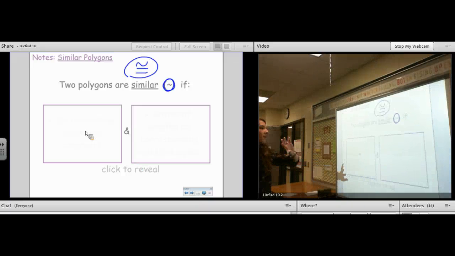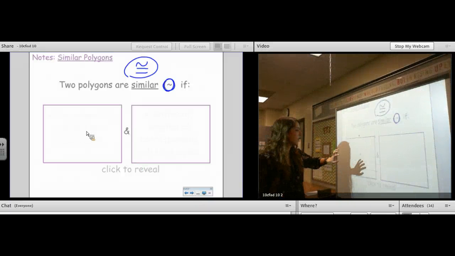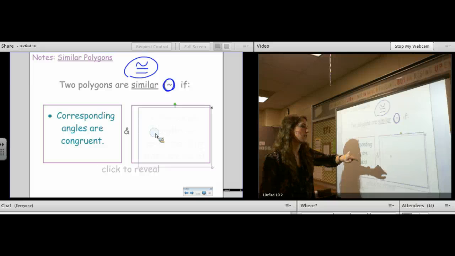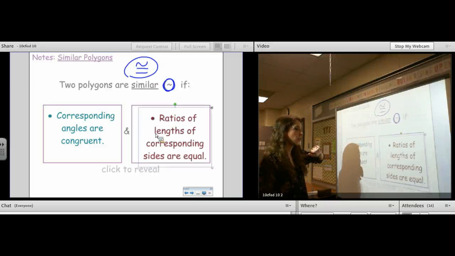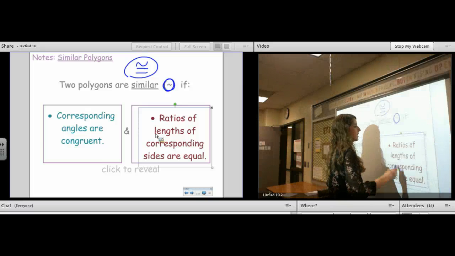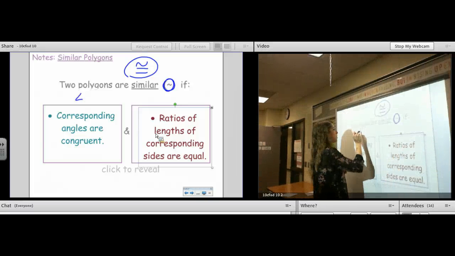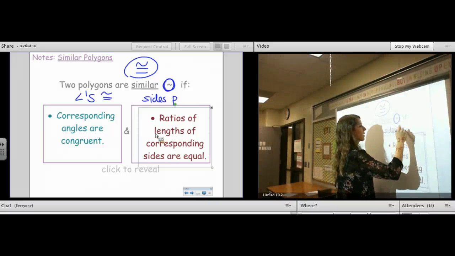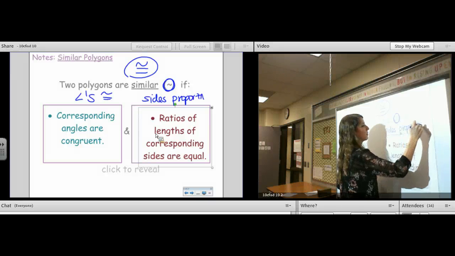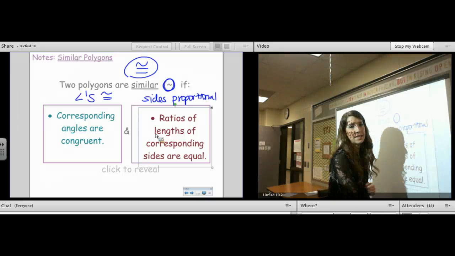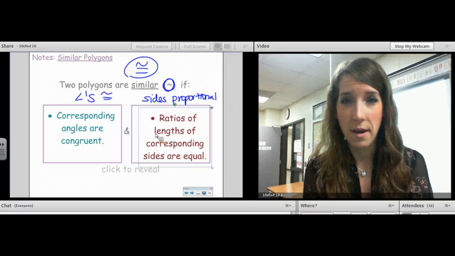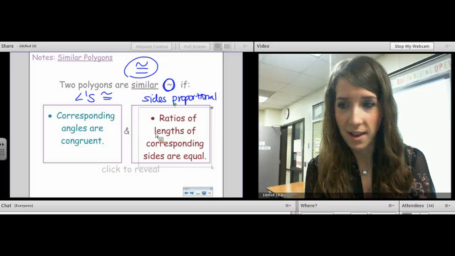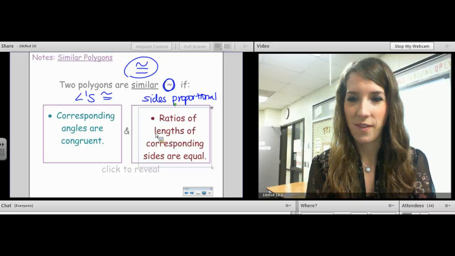So, they are similar if the corresponding angles are congruent and the ratios of the lengths of the corresponding sides are equal. Instead, I like to say the angles, here's the shorthand: the angles have got to be congruent and the sides have got to be proportional. Angles congruent, sides proportional. That's what I want you to walk away with. Say that 10 times fast.